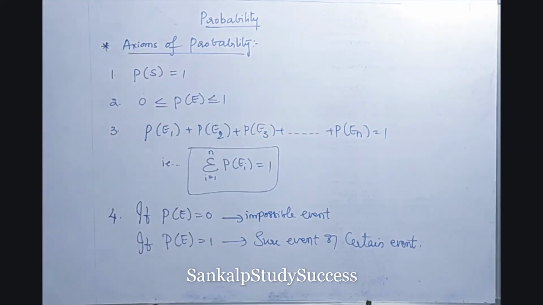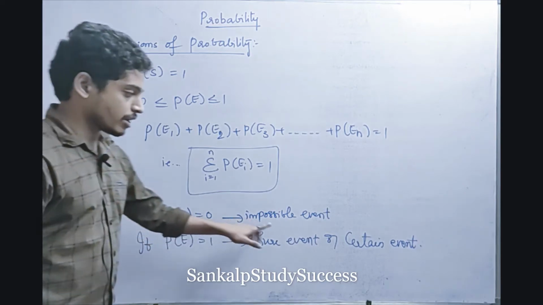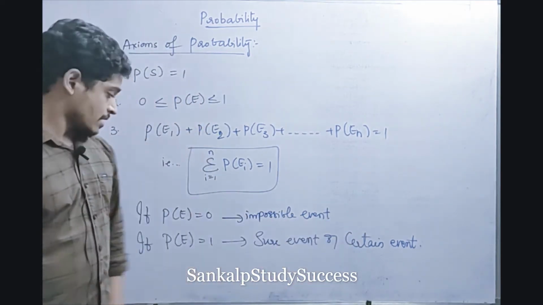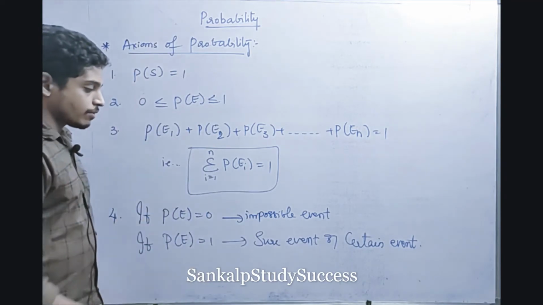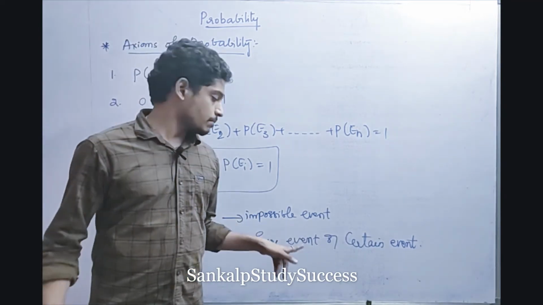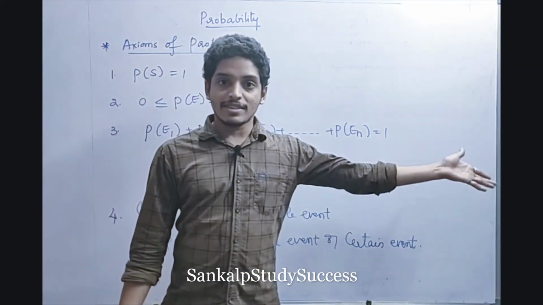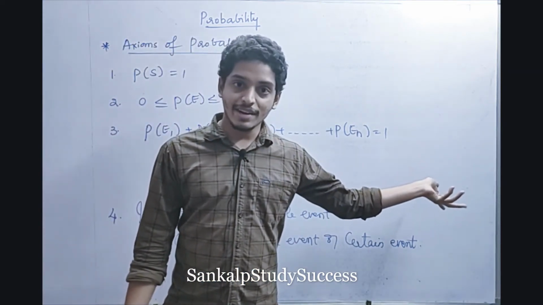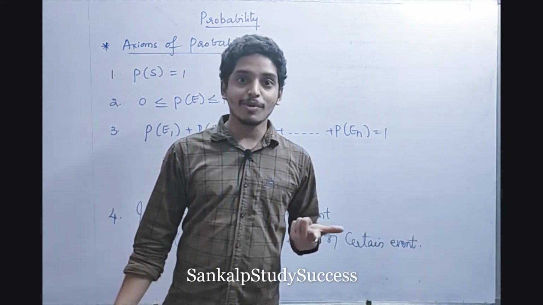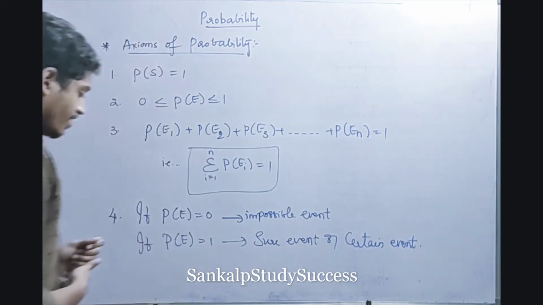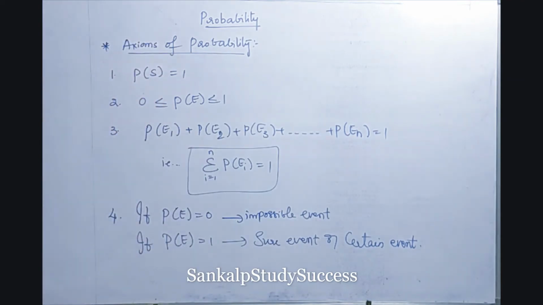Fine. Next one, fourth one, P of E equal to 0 is called an impossible event. P of E equal to 1 is called a sure event or certain event. That means if the probability is 0, it never happens. That means it is an impossible event, it never happens, right? Sun rising in the west, what is the probability? 0, right? Sun rising in the east, what is the probability? 1. That means impossible and sure event. Hope you understand. Fine, these are the main important axioms of probability.